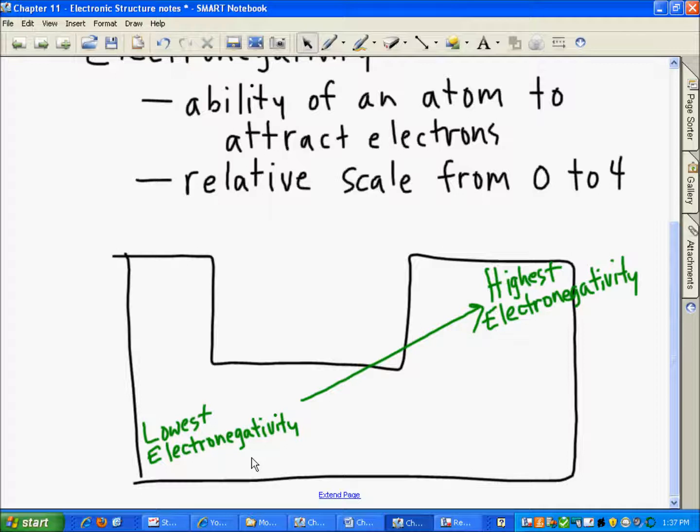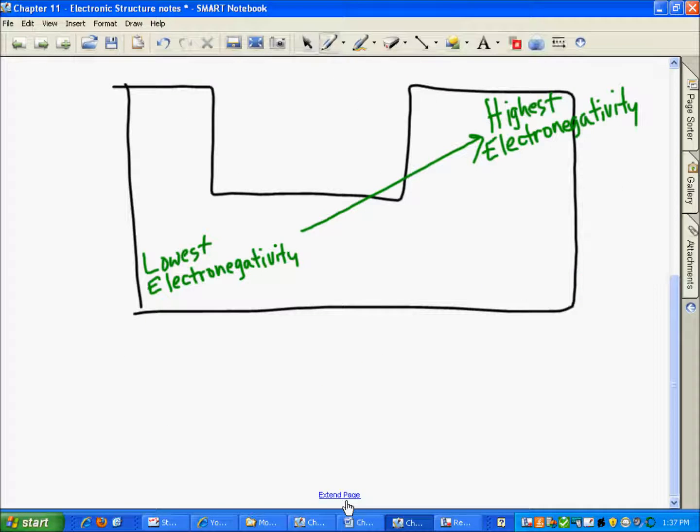So look in the periodic table and see if you can find the element that has the lowest electronegativity. 0.7, which is Fr. So Fr is 0.7. So you were correct. Fr has the lowest electronegativity, 0.7.